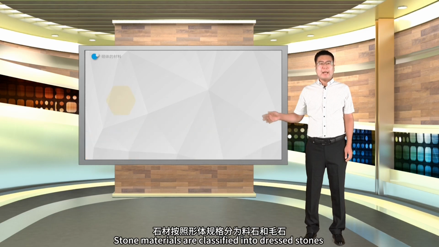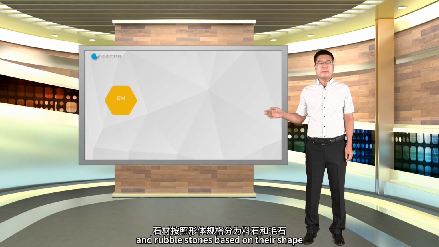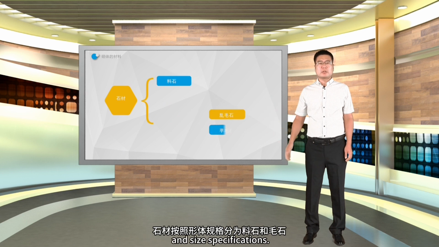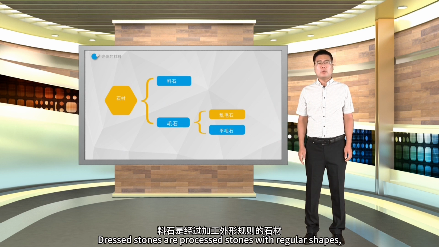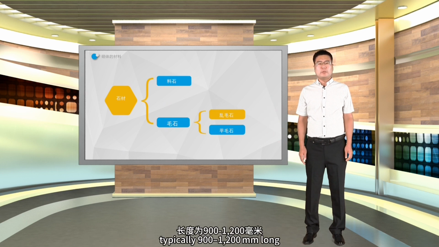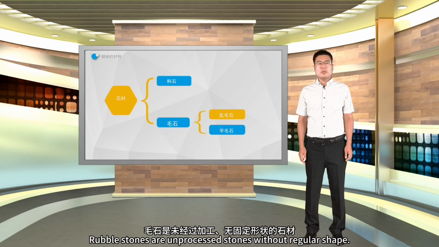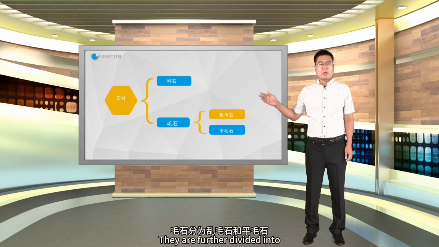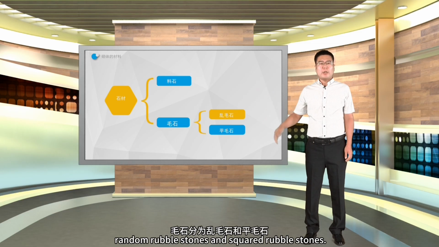Stone materials are classified into dress stones and rubble stones based on their shape and size specifications. Dress stones are processed stones with regular shapes, typically 900–1,200 mm long, and about 300 mm wide and thick. Rubble stones are unprocessed stones without regular shape. They are further divided into random rubble stones and squared rubble stones.